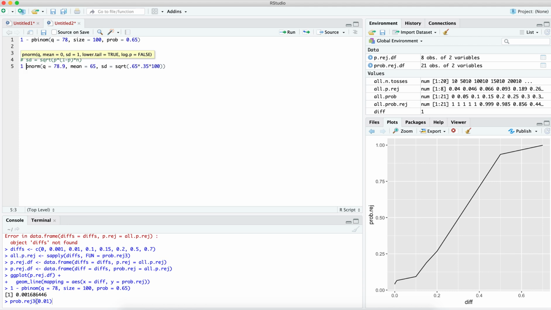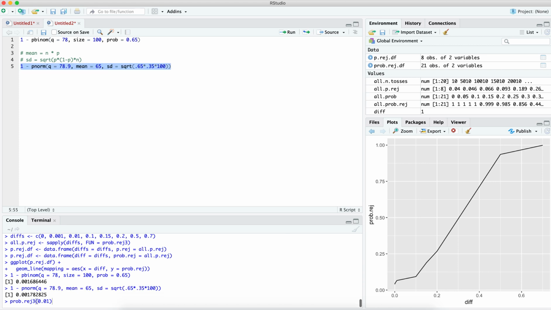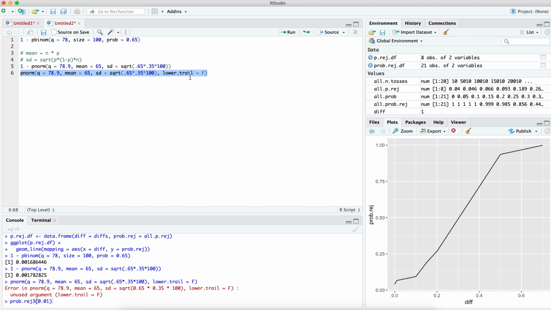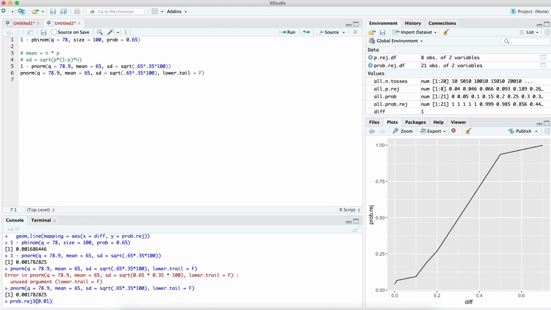And now we do 1 minus that and hope we get something similar. And indeed we do. One alternative is to specify lower.tail equal to FALSE. That's the same thing, so you can write just this without the 1 minus, but with lower.tail equal to FALSE, and that would be the same thing. Okay, so that was question 1.